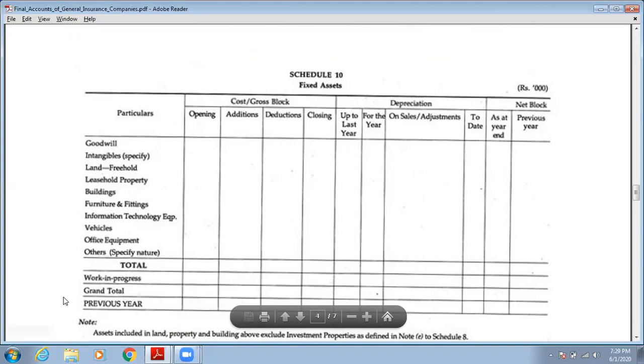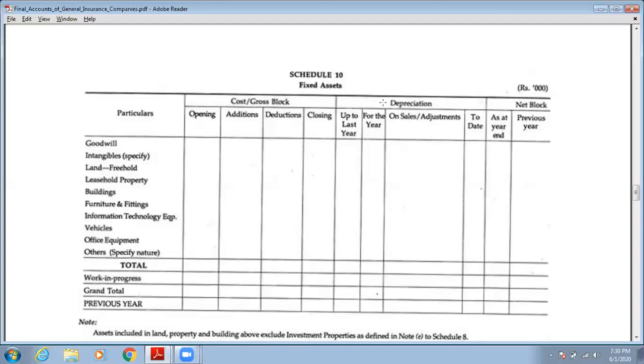Okay, what was the balance of these assets in the previous year? You will write that amount. First of all, you will write the opening balance of these assets. Then if you made any addition, you will write that addition. Then if you sold something, you will deduct that amount of assets. Then the resulting amount will be your closing balance.